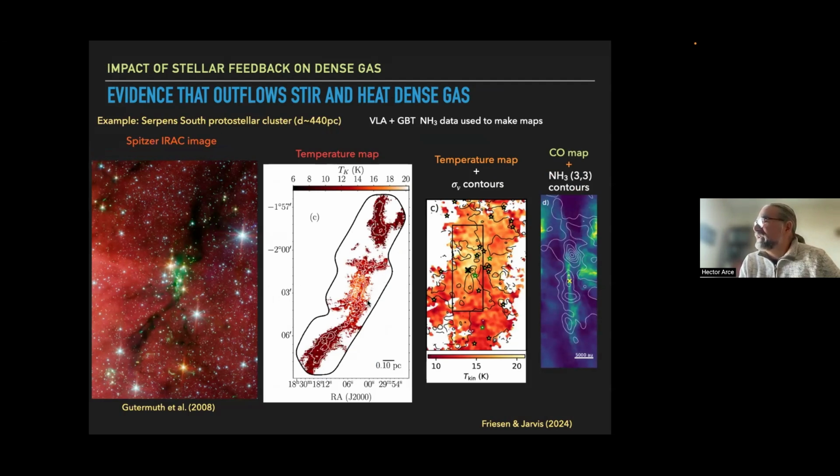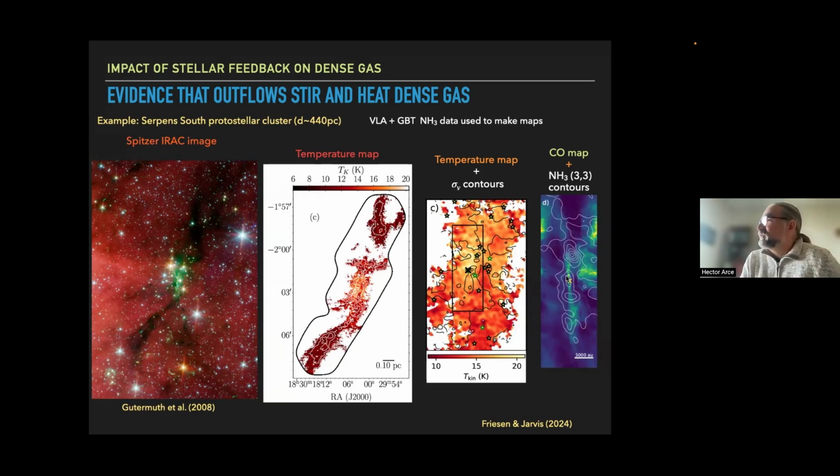Here's a blow up of this region, the central hub, where you see there are many protostars, and there's an increase in the temperature as seen as the white color, and there's also an increase in the velocity dispersion as you see from the contours. And in fact, this increase in the velocity dispersion is coincident with a very nice outflow that we see there in the center.